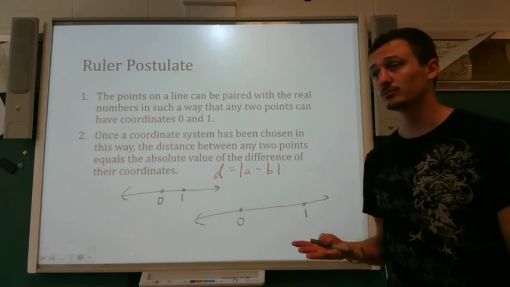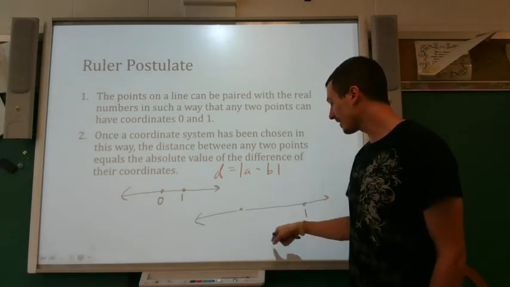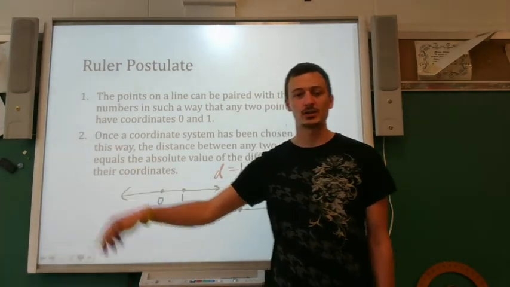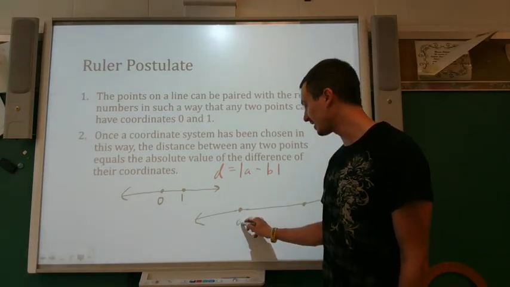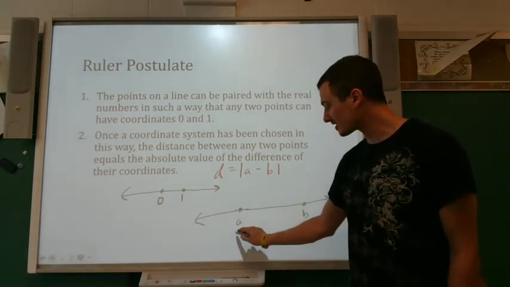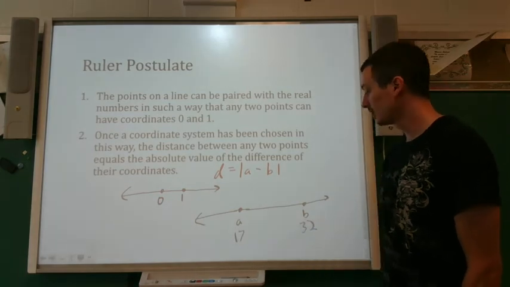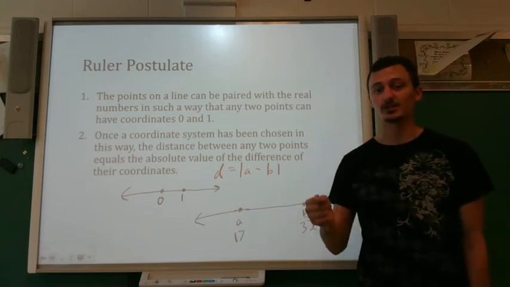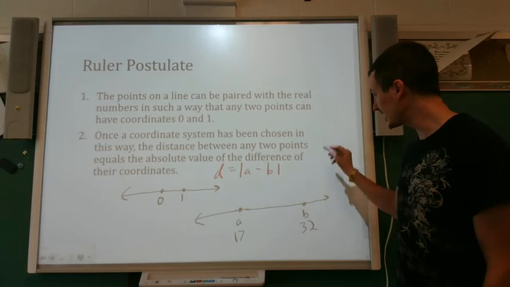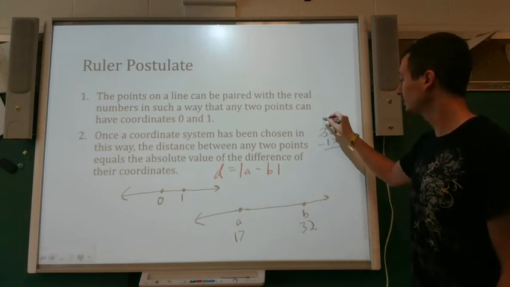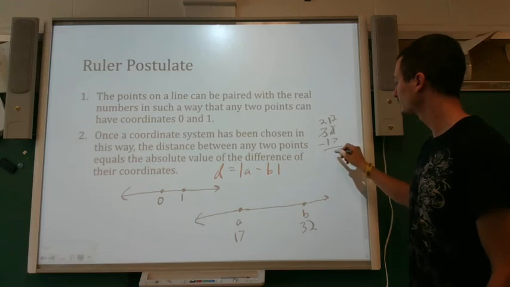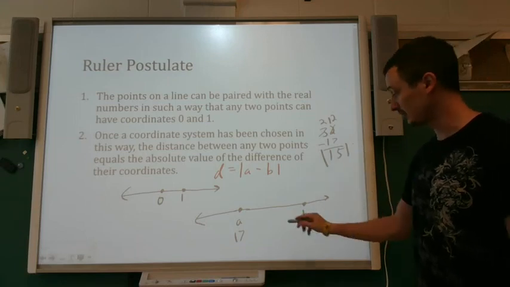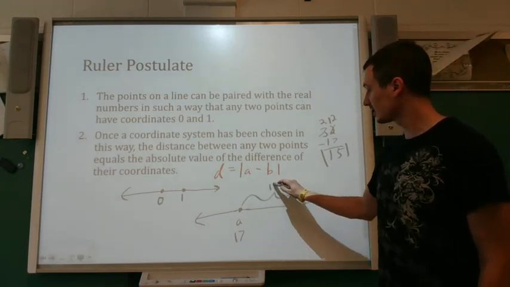Why is it the absolute value? We'll talk about that. So what this is saying is if I have 2 points here, and let's say 1 and 0 are way down there somewhere, it doesn't really matter, and I have this other point A and this other point B, and maybe A is at 17 and B is at 32. The distance between A and B is the absolute value of the difference of their coordinates. So if I take 32 minus 17, the absolute value of 15 is 15. So this distance is 15.